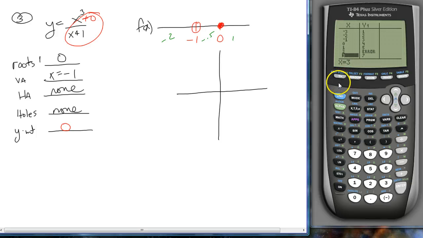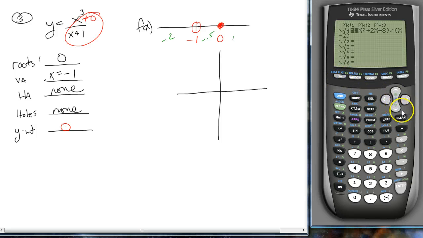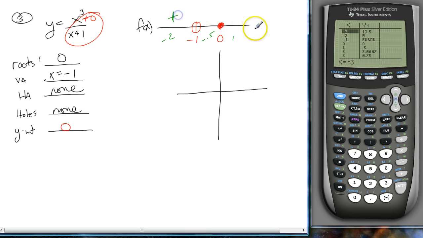Now, you should be able to do this by hand, but to save some time, let's just use our calculator and punch it in. Use parentheses. I'm going to go right to the table. So let's look at the table. Negative 2, excuse me, still positive. Positive 8, so that's a positive.